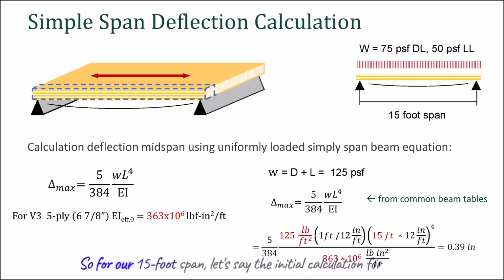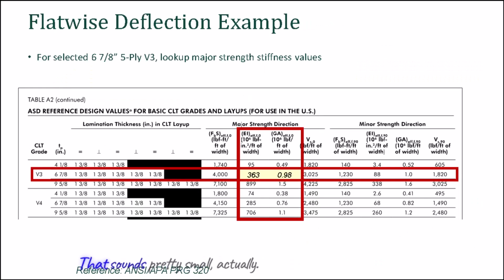Exactly. So for our 15-foot span, let's say the initial calculation for deflection purely due to bending might come out around 0.4 inches. Okay, 0.4 inches. That sounds pretty small, actually. Is that the whole story, though? Or are there other things, maybe less obvious things, that add to that sag?